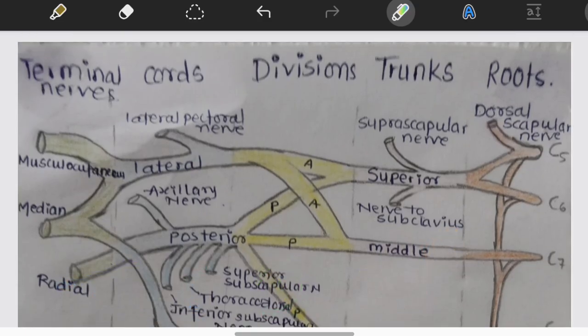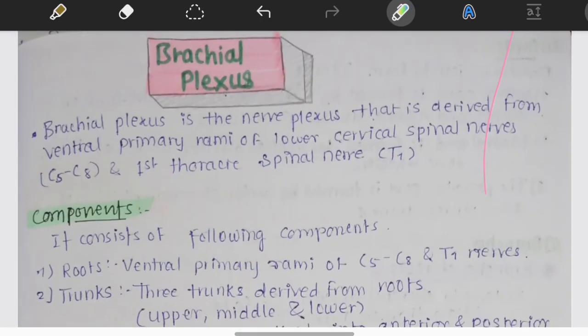Let's see the theory of the brachial plexus. The brachial plexus is a nerve plexus derived from the ventral primary rami of the lower cervical spinal nerves C5 to C8 and T1.